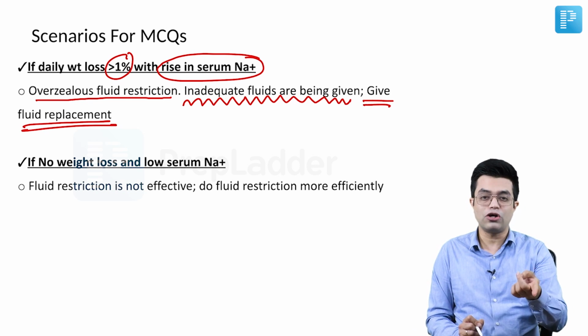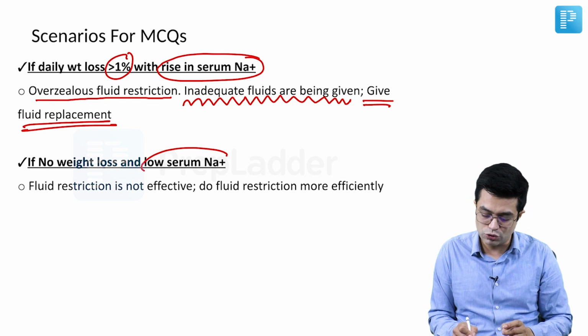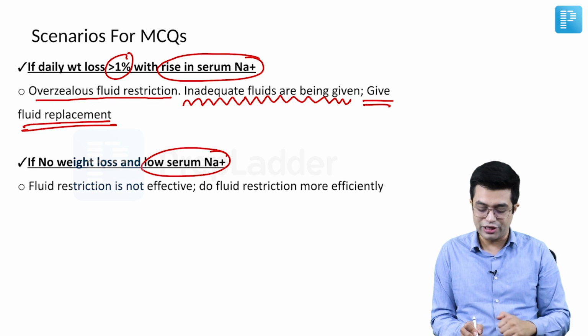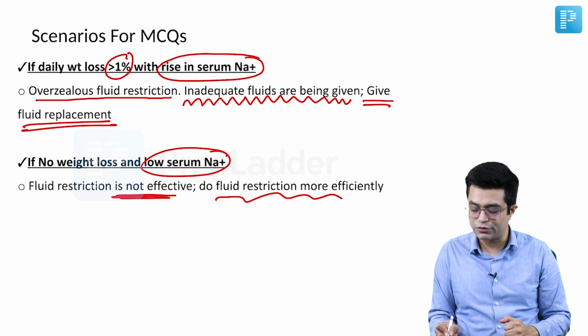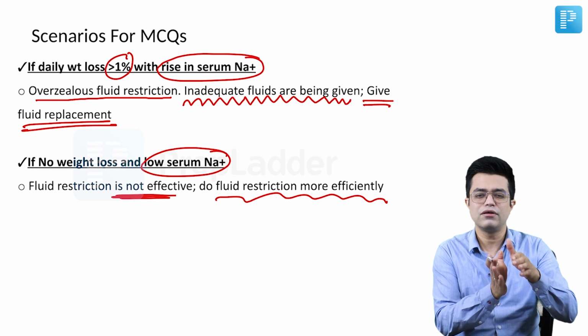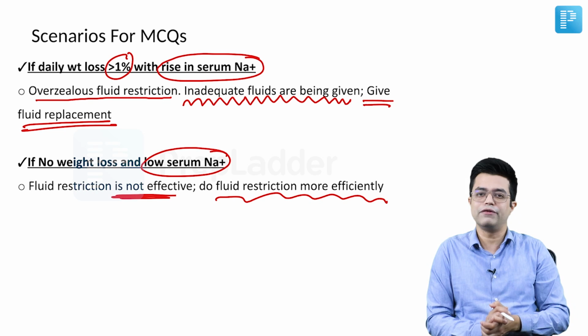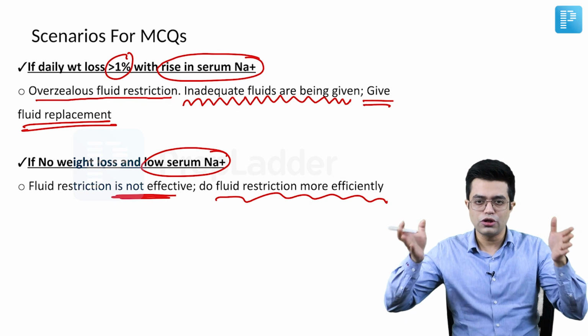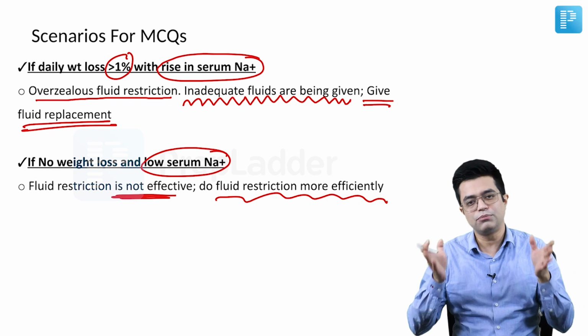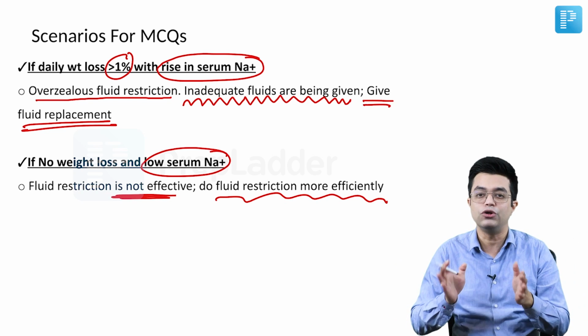And if there is no weight loss or paradoxical weight gain with low serum sodium, then fluid restriction is not effective. You need to do fluid restriction more efficiently. You need to restrict more fluids than you are giving right now. So two scenarios, two extremes can be there. Both of them need to be identified and corrected.